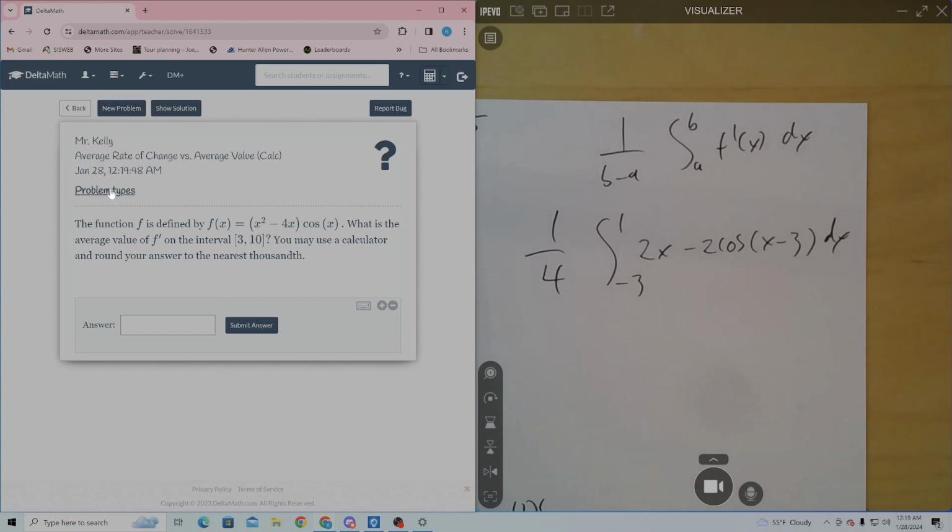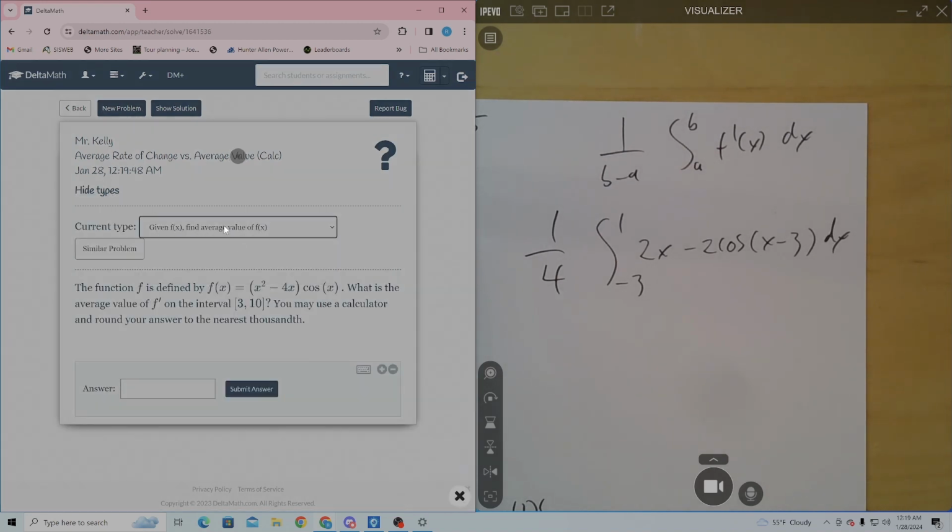This is the same kind of problem. Let's look at the problem types. Average values. This is just straightforward. You know how to do this. You plug that into y1. You do what I just did in the calculator. You don't have to change anything.